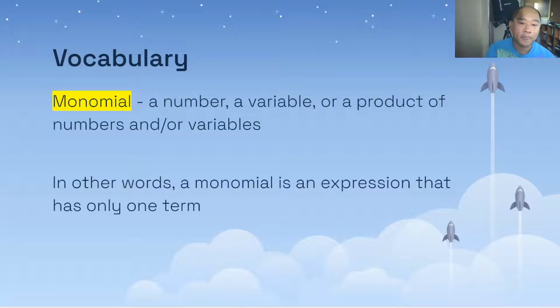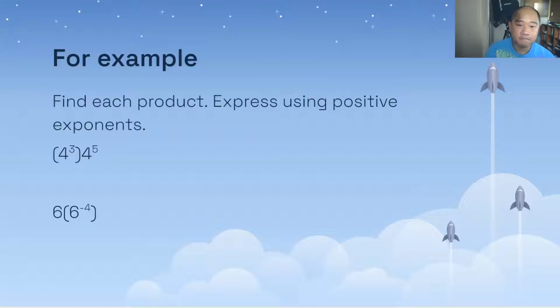Okay. So find each product using positive exponents. So here we have two numbers that are the same base, 4, and they're being multiplied. So that's the same thing as 4 to the 3 plus 3 plus 5. That's the same thing as 4 to the 8th.